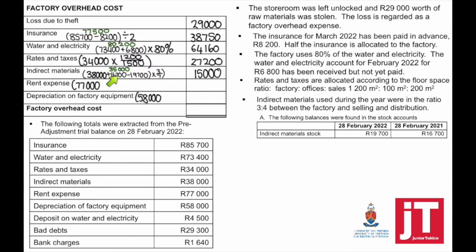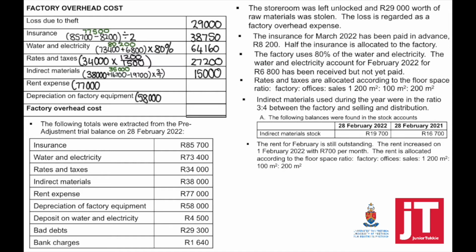Then after we've done the adjustments, we're going to take the 35,000 and divide it between the factory and the selling and distribution department. So this is why we say 3 divided by 7. Those two added together equals 7.